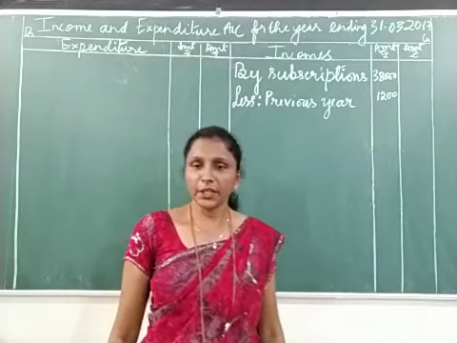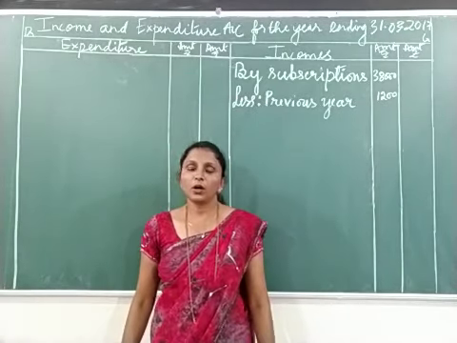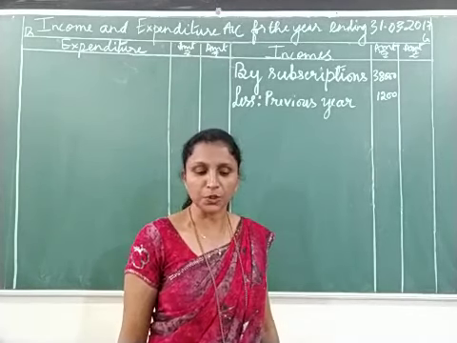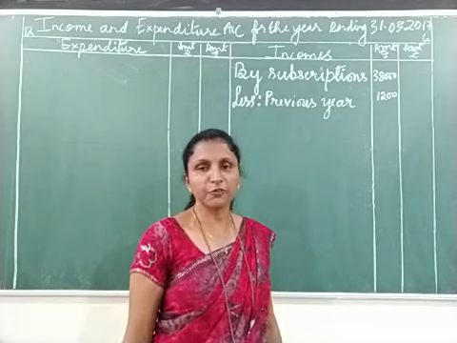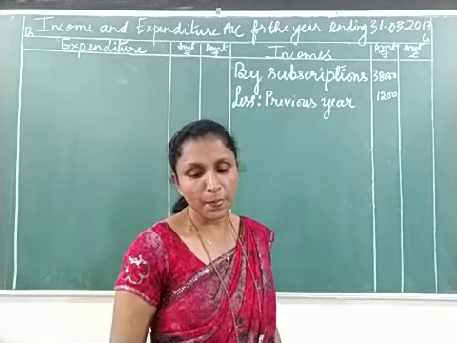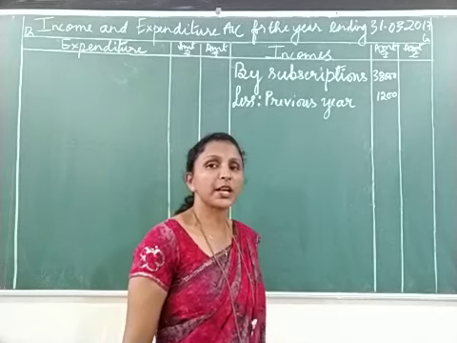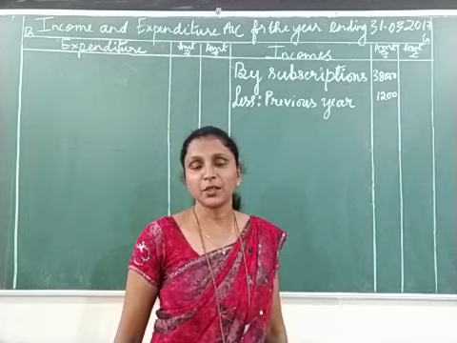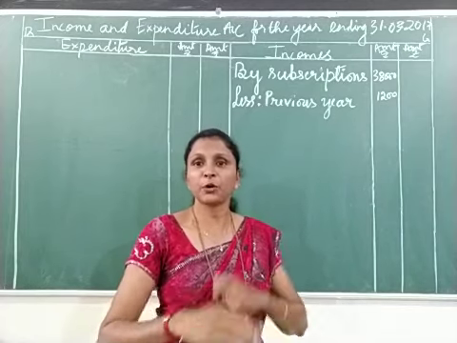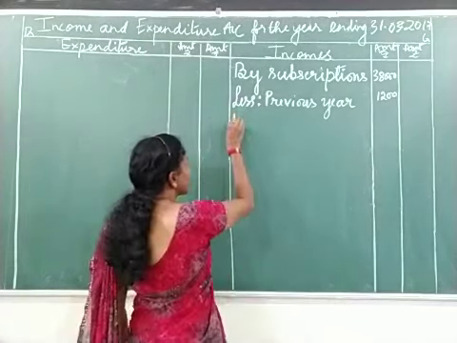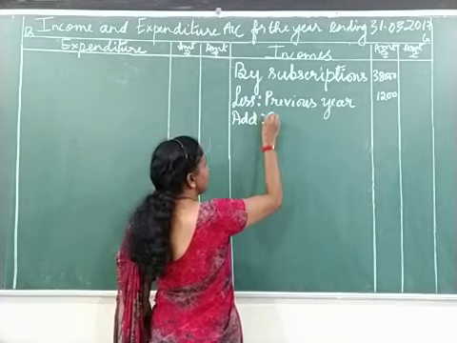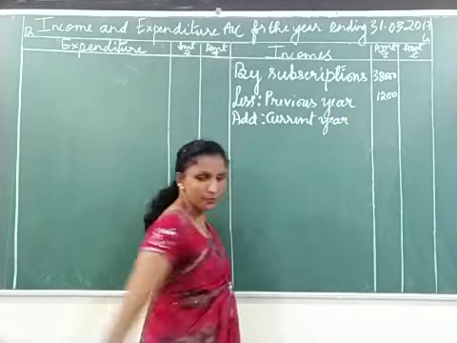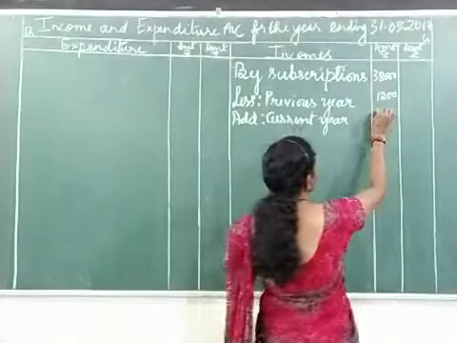Okay. Continue. See the adjustments. In the adjustments, the first adjustment related to subscription: subscription outstanding for the year 2017 is rupees 3,000. 2017 is which year? Current year. So what do I have to do with the current year item? I have to add. So "add current year." What's the amount? It is 3,000.